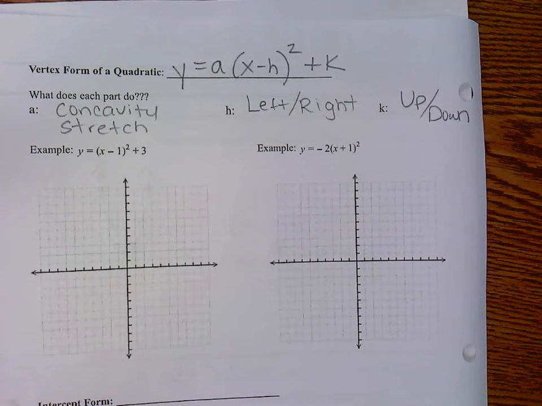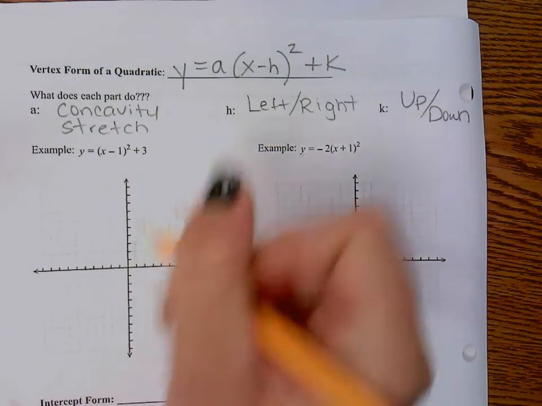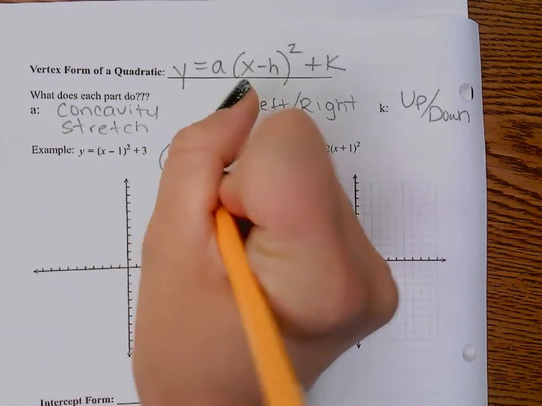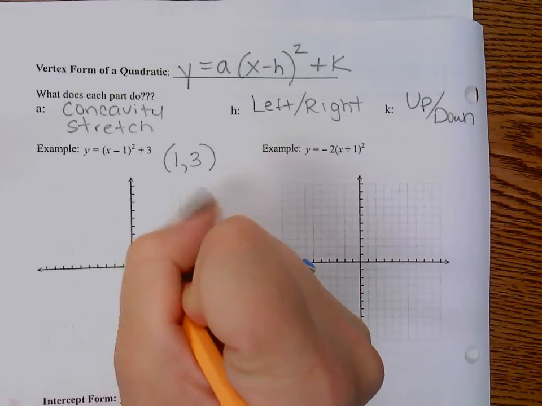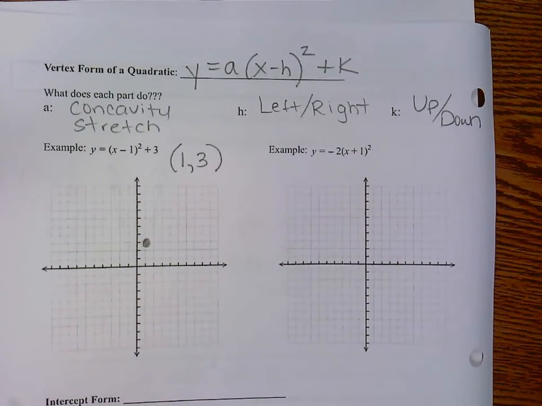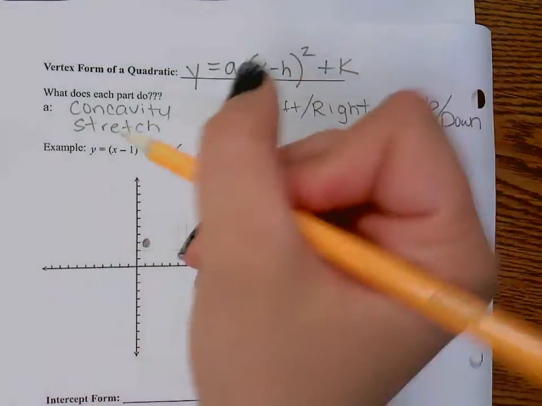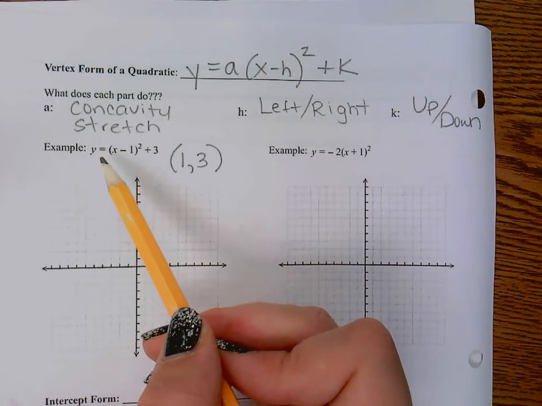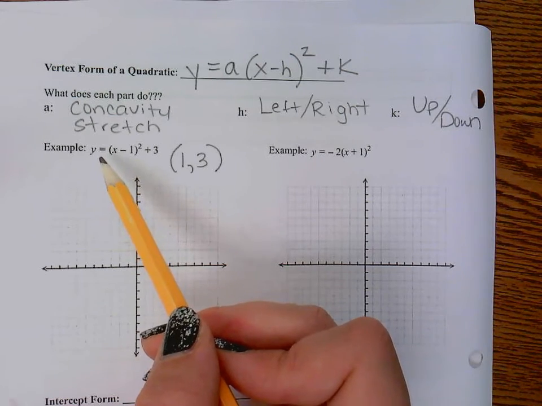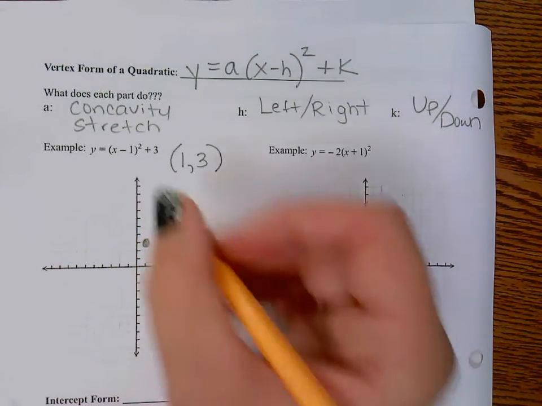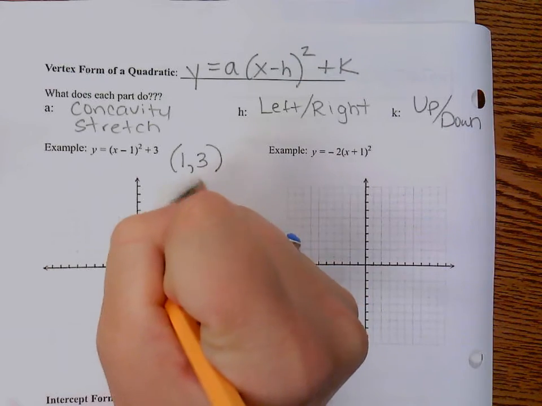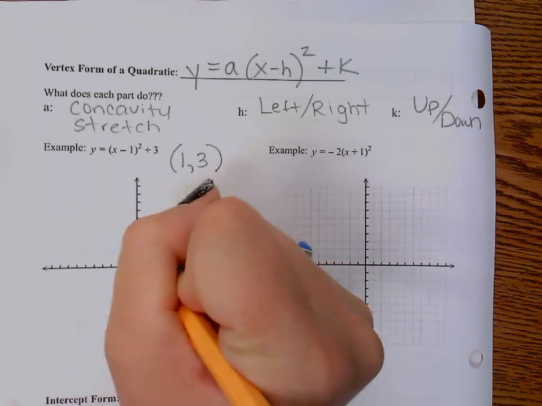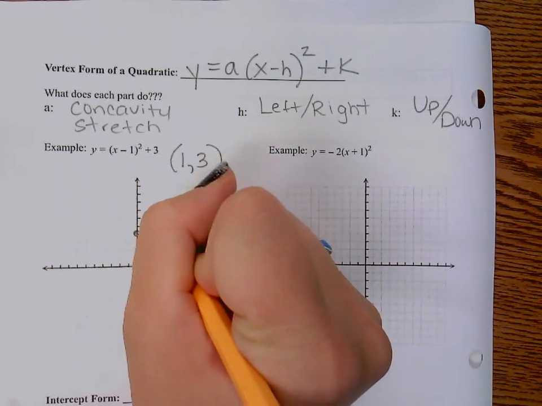Right, left, up, down. Yep. Right 1 and up 3 for the vertex. So see how you're practicing the transformation rule again. What is this a value? I don't see any number written here. So it's 1. So it's the parent function. It hasn't been flipped or stretched. So I can just graph (1, 1) and (2, 4) from the vertex: over 1 up 1, over 2 up 1, 2, 3, 4 from the vertex.